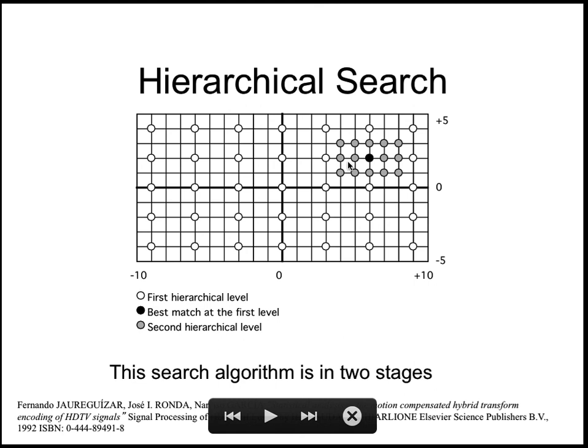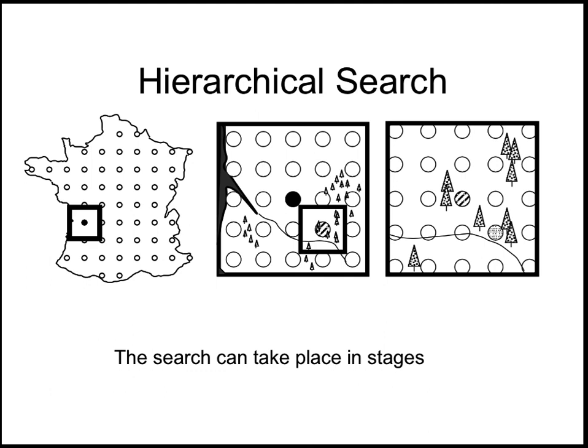Which is these here. Sorry, that's the best one when the first search is completed. And so then the second search is centered around here. So that's like a two-pass search. In my example, I did three.